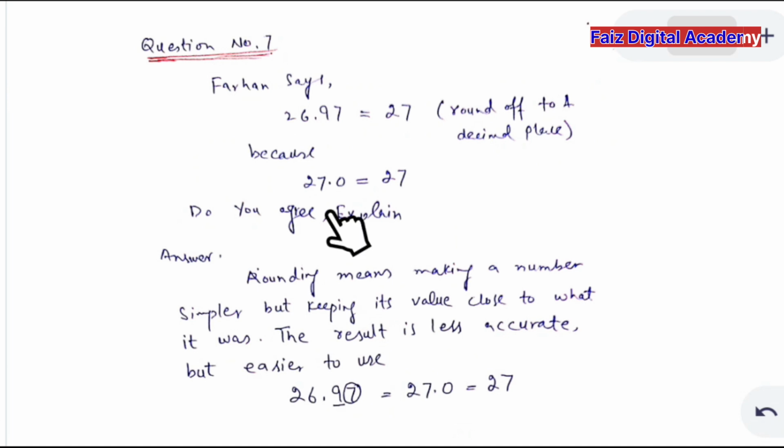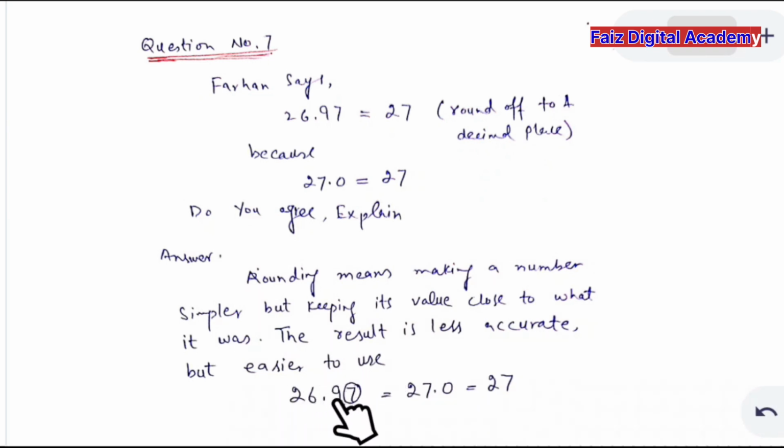In question number 7, Farhan says 26.97 is equal to 27 if he rounds off to one decimal place, because he thinks that 27.0 is equal to 27. Do you agree? We have to explain. The answer is that rounding means making a number simpler but keeping its value close to what it was. The result is less accurate but easier to use.